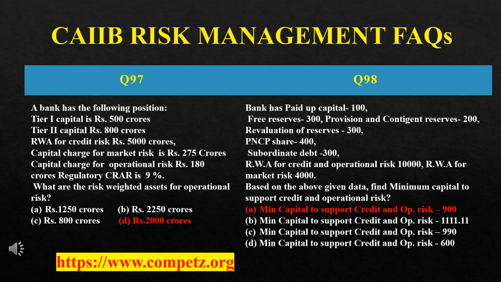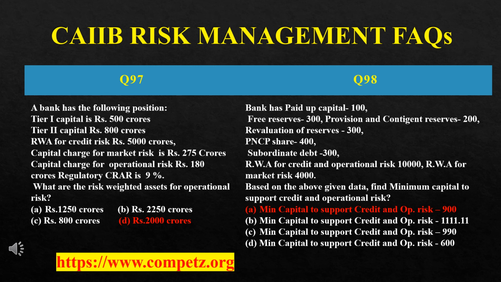The question they have asked is, what are the RWA, risk weighted assets, for operational risk? Before seeing the answer, the capital charge for operational risk is 180 crores, as mentioned in the question itself. Then the regulatory CRAR they have specified is 9%, that is in India. Then the RWA, the risk weighted assets, we need to find out. RWA is equal to the capital charge divided by CRAR.